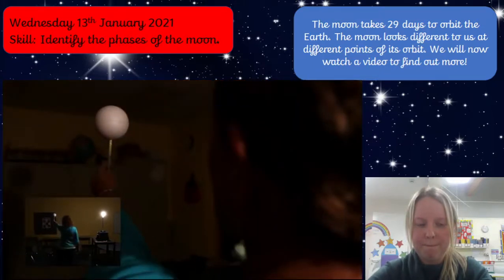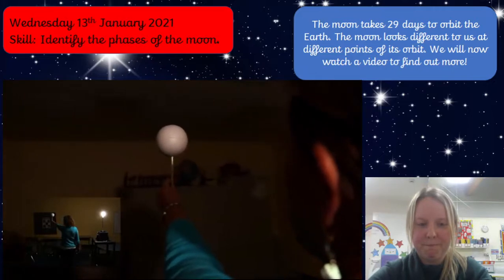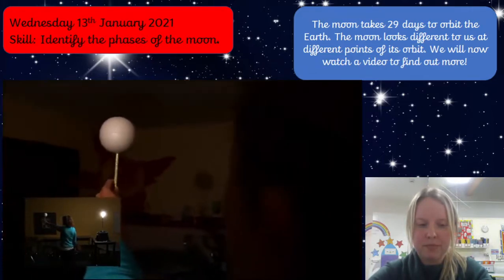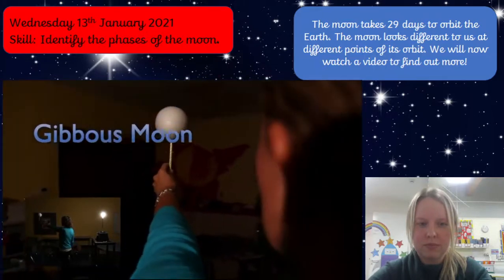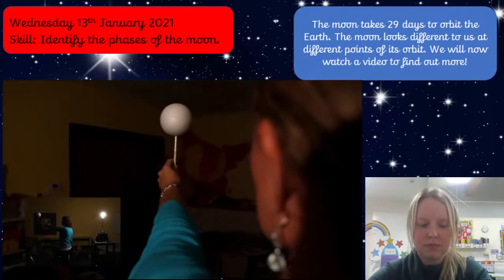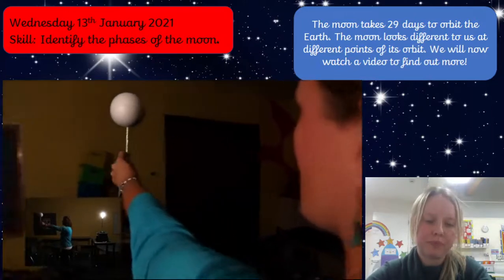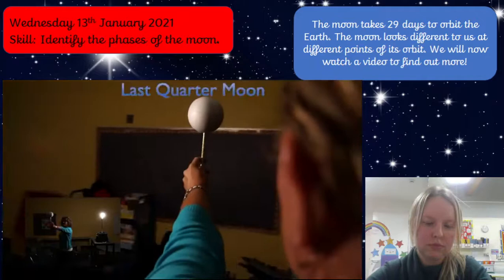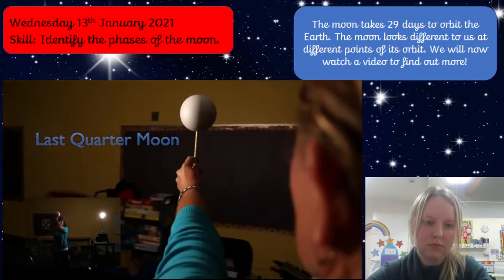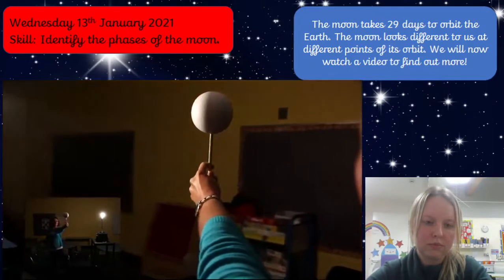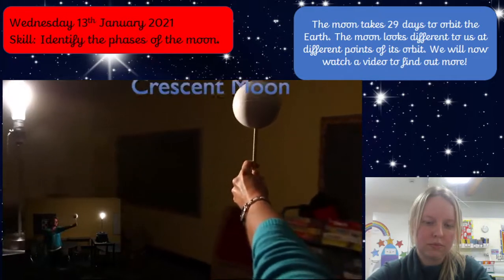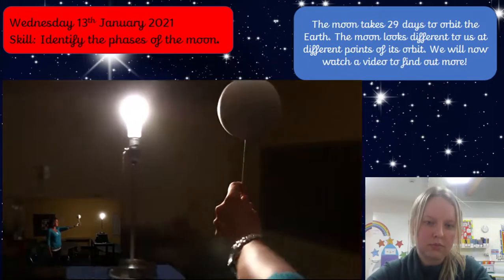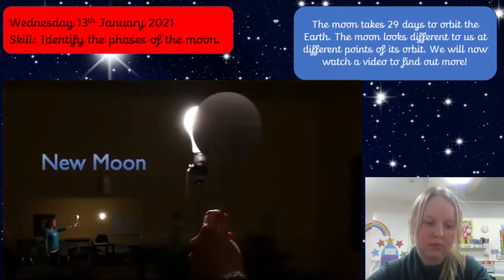As the moon continues in its orbit, we begin to see less and less of that lighted side. We're back to a gibbous moon, but this time the light is on the opposite side. Then another quarter moon, last quarter moon to be exact. Another crescent. And finally back to new moon. And the cycle begins again.